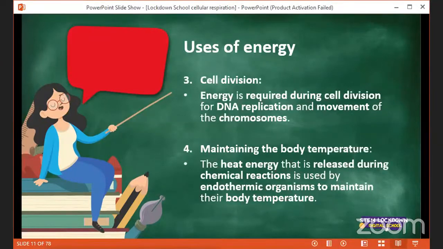Okay, the other use of energy is cell division. Okay, energy is required during cell division for DNA replication and movement of chromosomes. Okay, if you guys can just remember, I think in grade 10, yes, last year, we did mitosis. That was a form of cell division. Okay, and then the fourth reason that our body uses energy for is maintaining the body temperature. So now heat energy that is released during chemical reactions is used by endothermic organisms to maintain the body temperature.